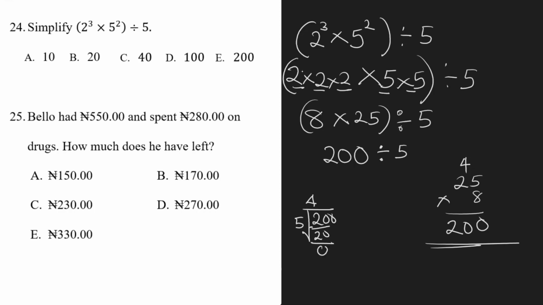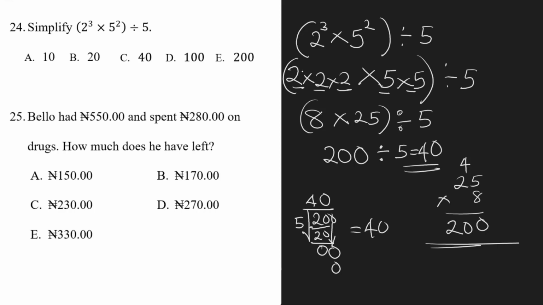We have 0, right? Then bring down this 0. 0 times 5 is 0. So our answer is 40. So 200 divided by 5 is 40.